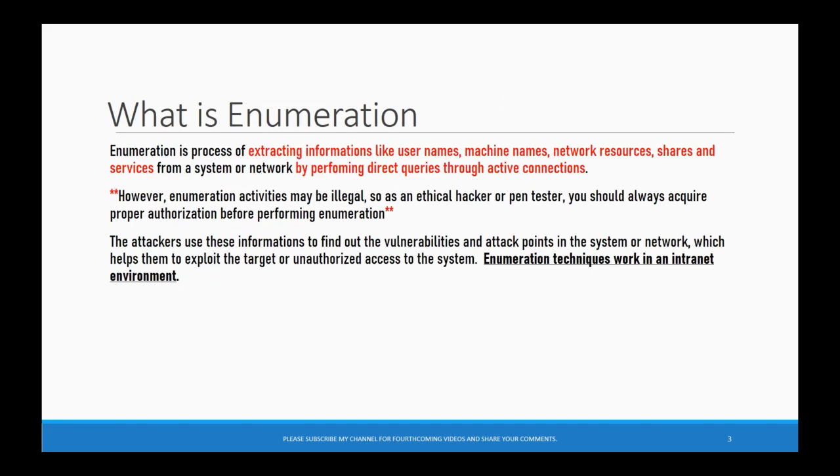Now, what is enumeration? Enumeration is the process of extracting information by performing direct queries through active connections. In the first steps of security assessment and pen testing, you have to collect publicly available information about the organization. You can use things like Google database, then go for scanning. Here you can use utilities like Nmap. Next, you need to perform enumeration on the network.